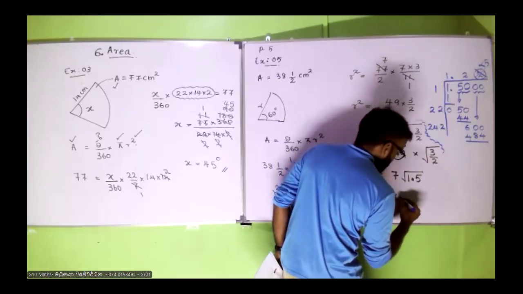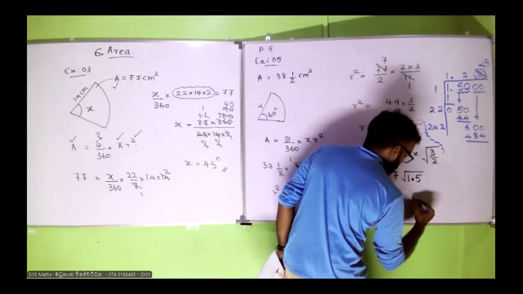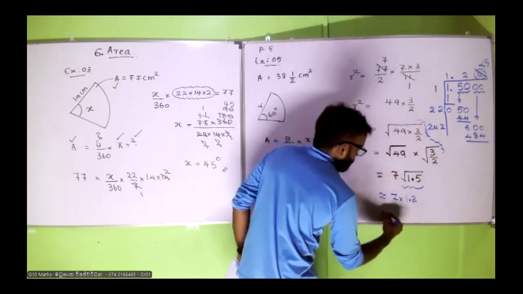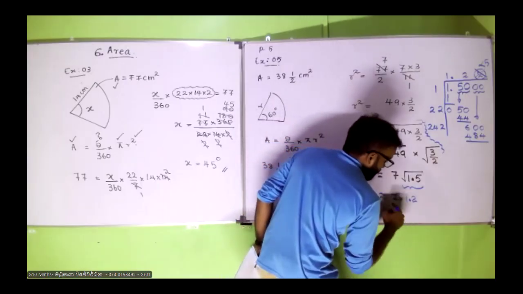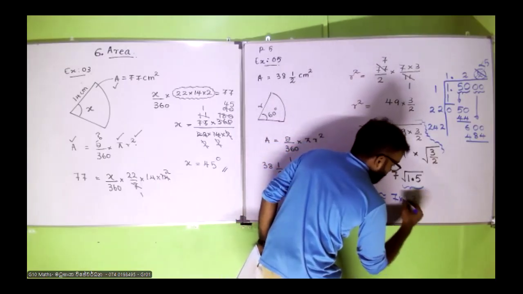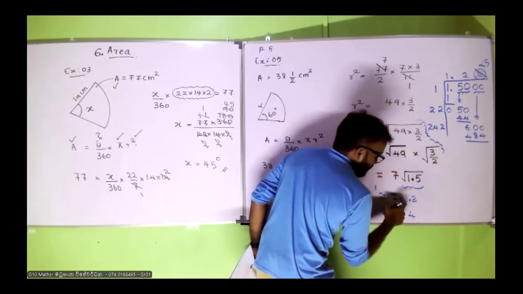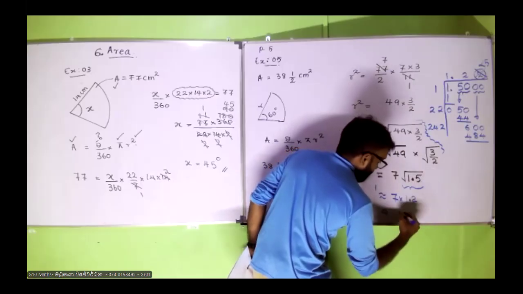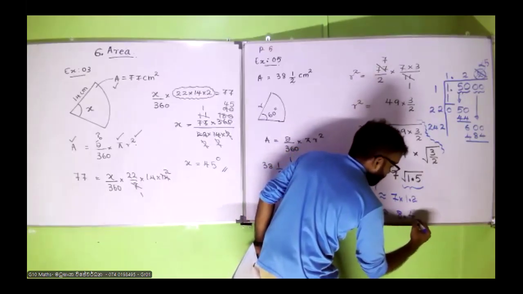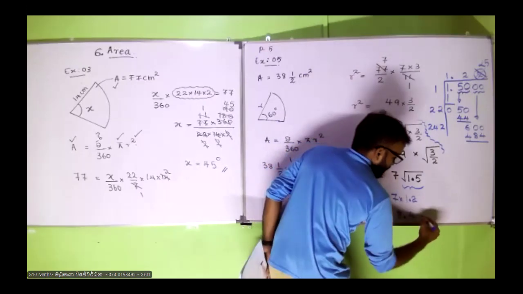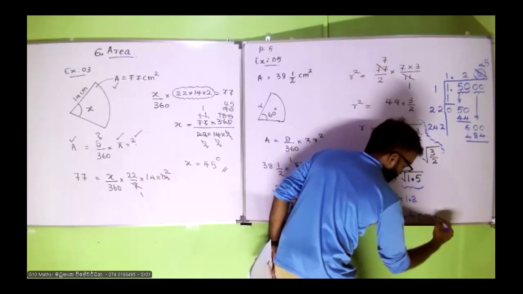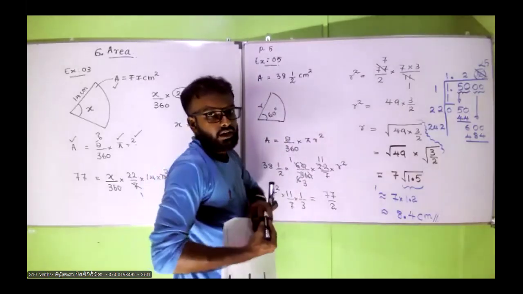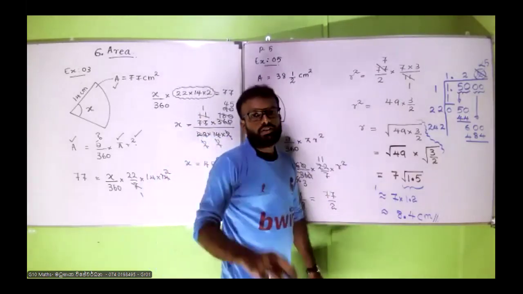Right? 7 into 1.2. So your answer will be 7 times 2, 14. Remainder is 1. 7 times 1, 1. 1 plus 7 times 1, 7. 7 plus 1, 8. So your answer will be 8.4 centimeters. Right? However you get this answer, your answer is correct.